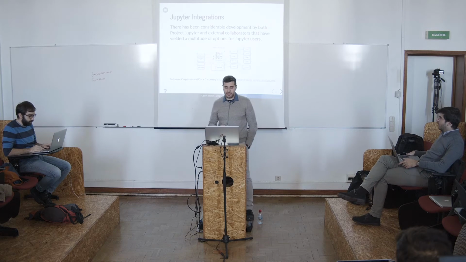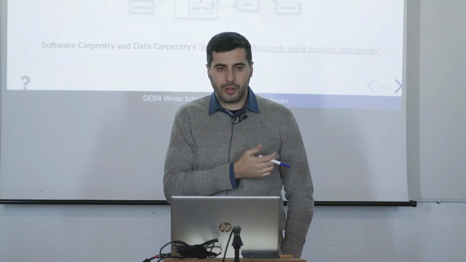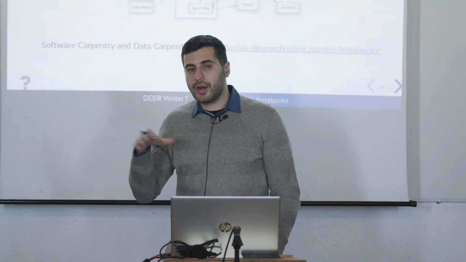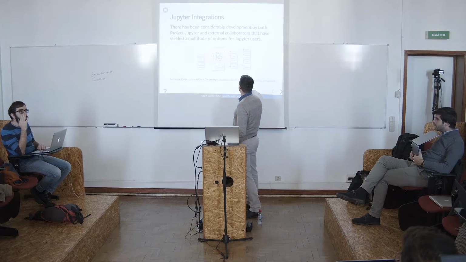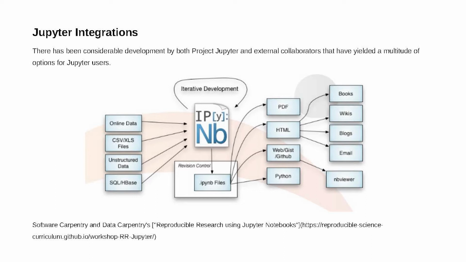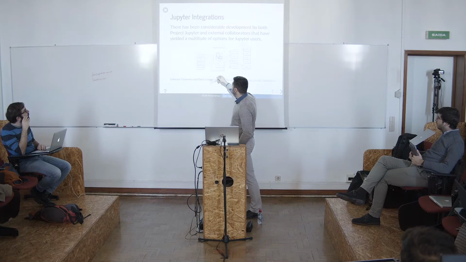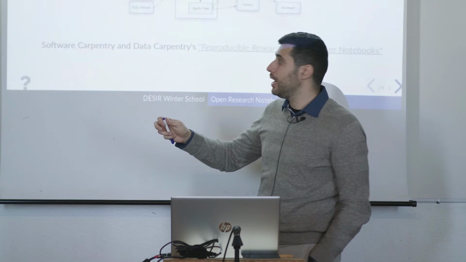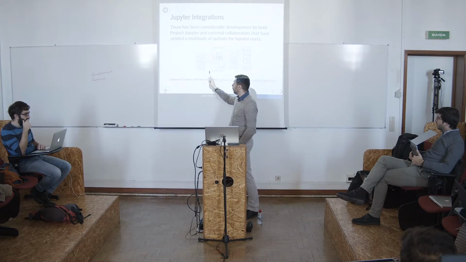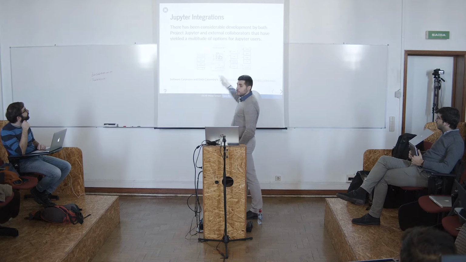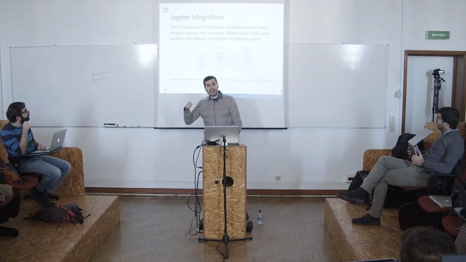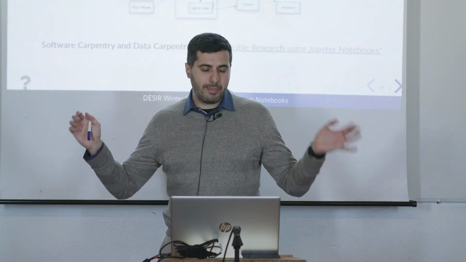So as I said, there's been a considerable development, not only by the Project Jupyter community, but by external collaborators. I showed you a kind of a map of everything that is going on. But what most people do is use Jupyter with some kind of version control of their files. They connect to different data sources. Can be local data, can be CSV or Excel files living somewhere else. You can connect to some sort of structured data like tags, or even connect to SQL databases directly inside your notebook. Then you get computations, you get the output, you get the explanations, and then you can print it back to PDF, HTML, Python, or whatever. And then that artifact can be embedded into books, wikis, blogs, email, whatever.